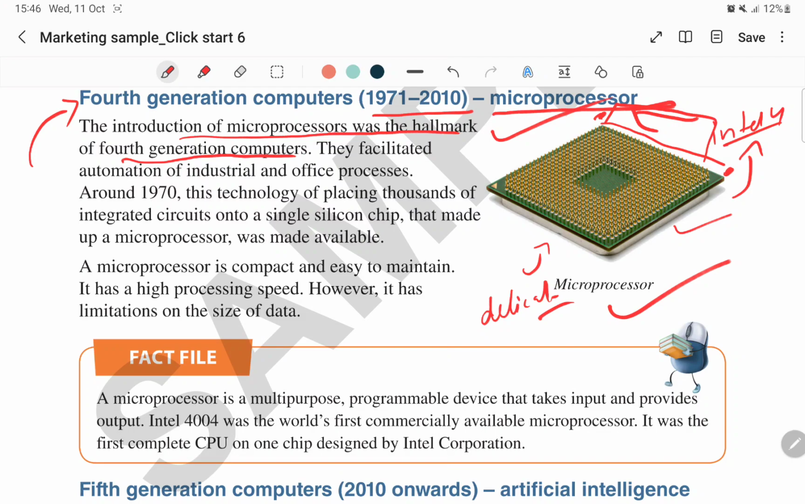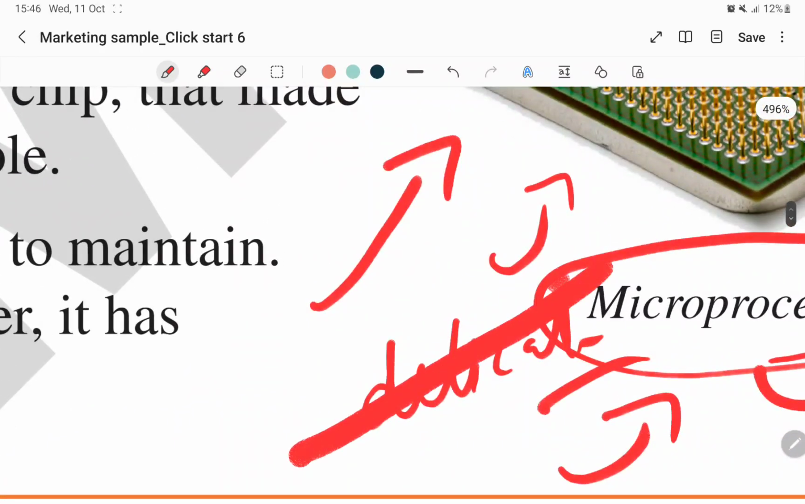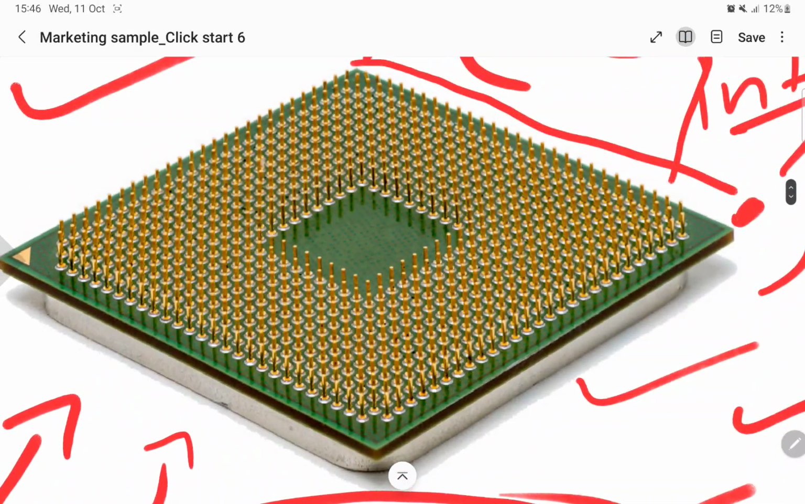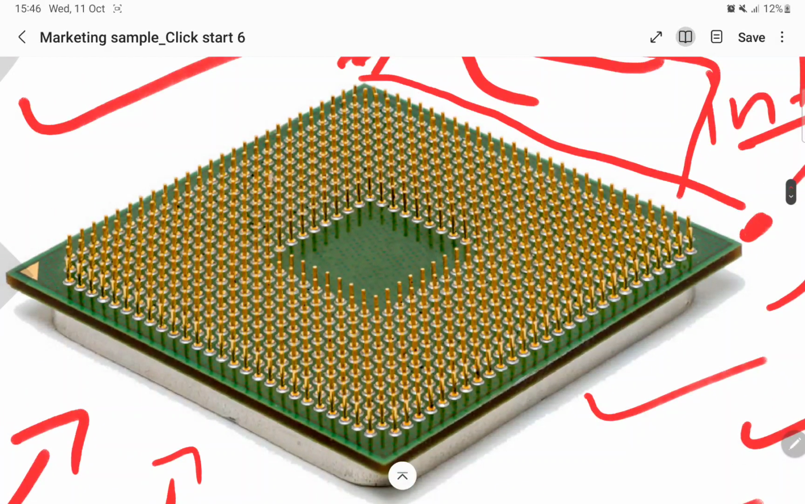What is the processor? Whenever you buy computers, you ask what the processor is. If the processor is good, it means the speed would be high. It is a microprocessor because it is very small. We could figure out each of the pins here with the help of a microscope. It is very small. You can see here, these are the pins.